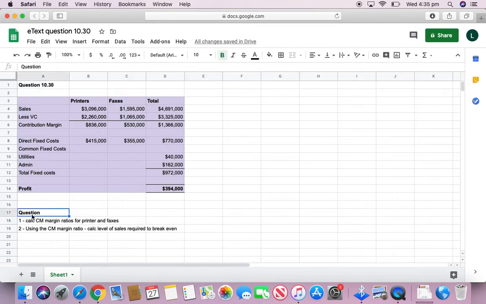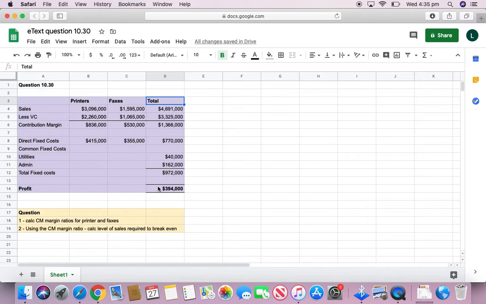So down here, if you follow my cursor, are the questions that we have to complete. I will highlight that in yellow. And then up here in purple, we've got all the information provided. We've got two categories of products, our printers and our faxes. And then over here in column D, we've got our total.